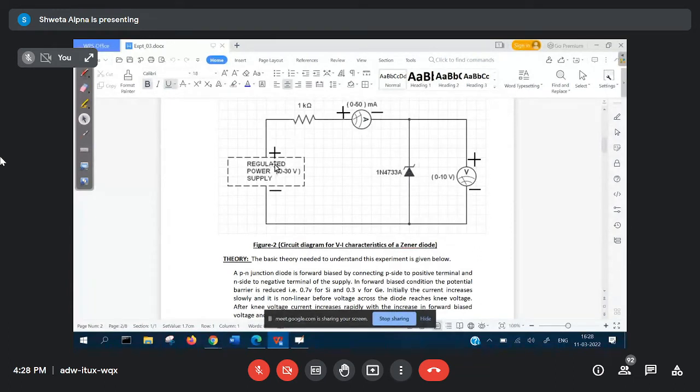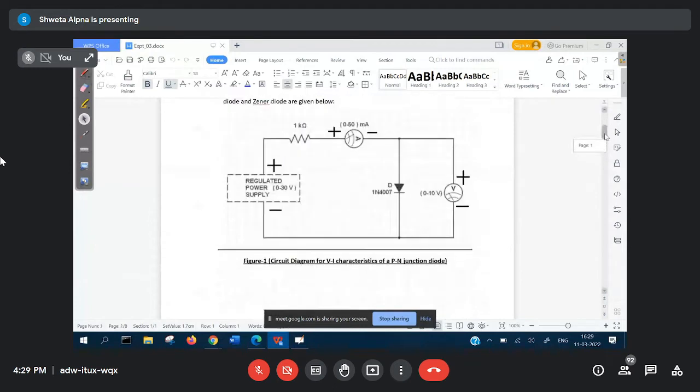You have a regulated power supply of 0 to 30 volt, 1 kilo ohm resistor, ammeter, a Zener diode whose N type is facing upwards and P type is facing downwards. If you compare the PN junction diode, it was opposite. Here the P type is upwards, N type is downwards, and the positive is connected to P type, negative of the supply is connected to N type.